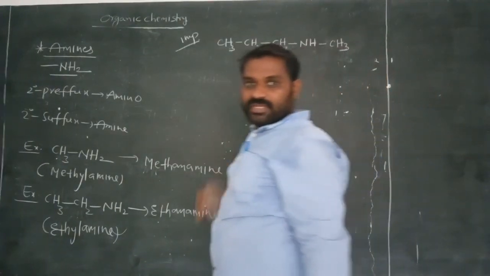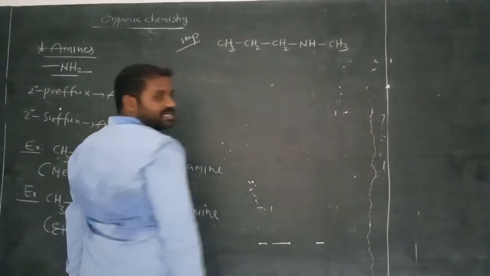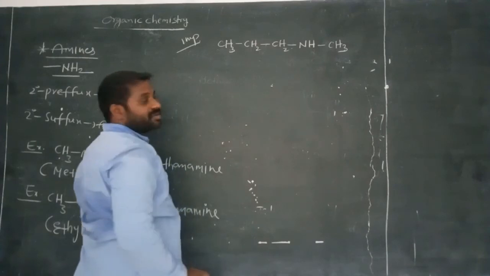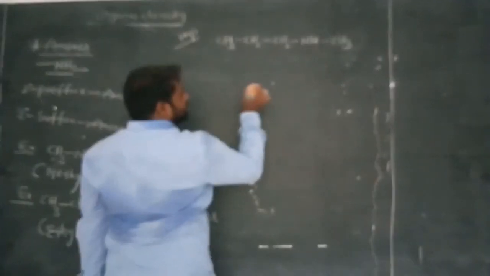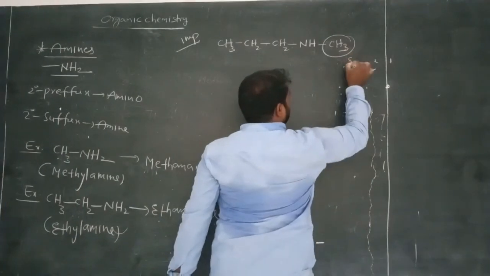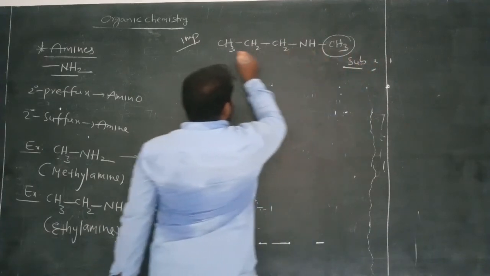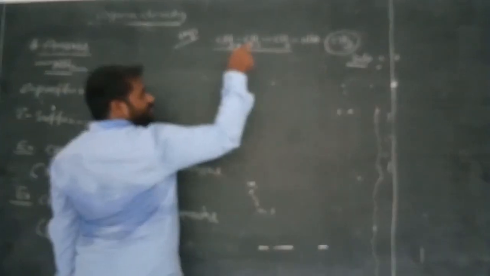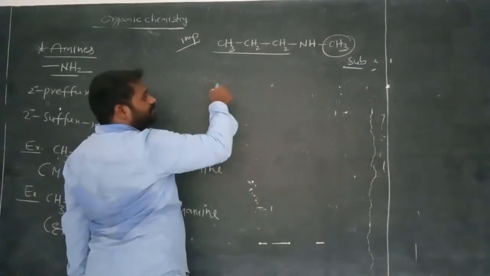We have to identify whether the given compound is an amine or not. Why? Because this is nitrogen. It consists of a methyl group as substituent. Okay. So remember this: in this case, this one acts as the substituent. This is called the main chain or parent chain. Okay. So now how to write the name for this compound?